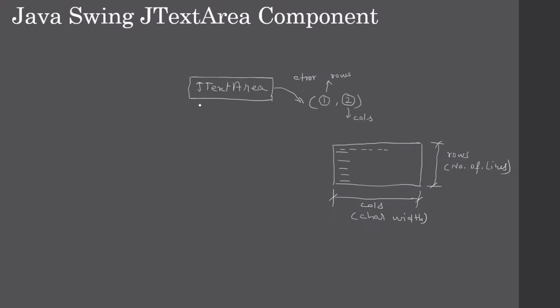Once the component is created, as usual, you can make a call to the add method on the content pane. The content pane will display the text area. First we will create our JTextArea and add it to the content pane. We will see how it looks, then we will come back and learn further.